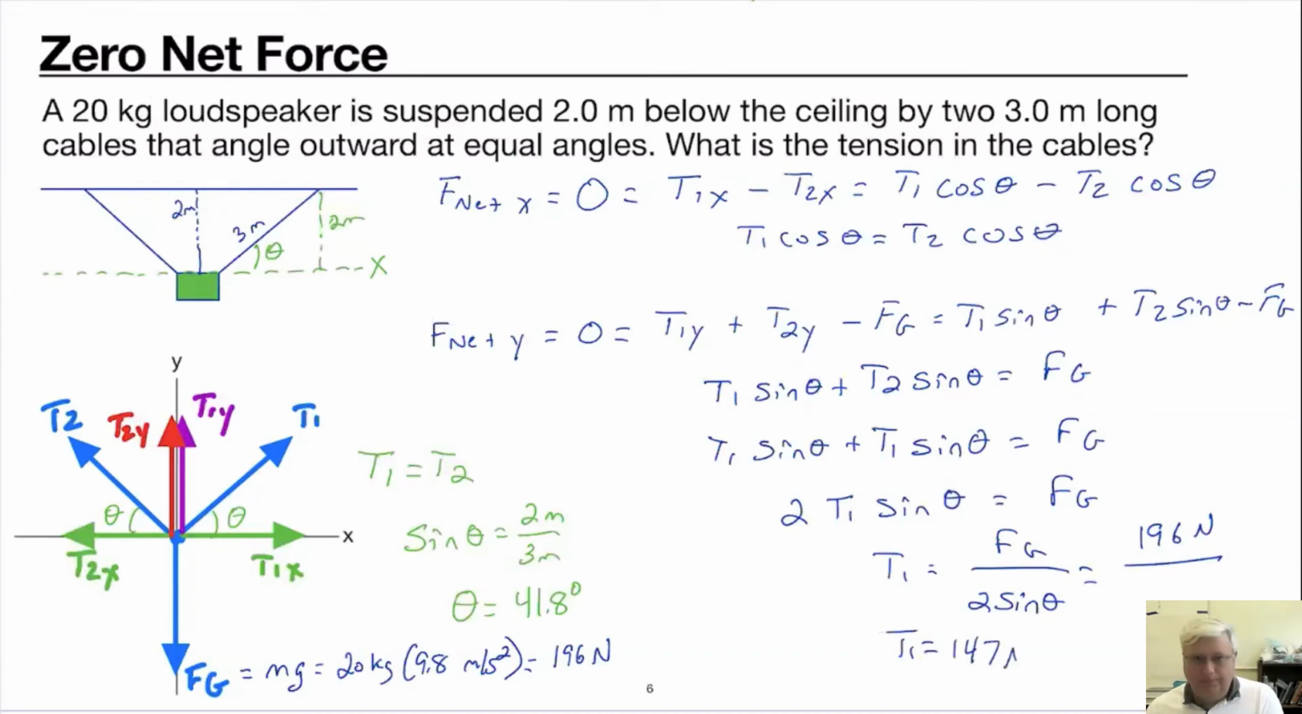147 newtons. Okay, so that means T1 is 147 newtons. That also means T2 is 147 newtons. Okay, so that one went a little bit quicker.